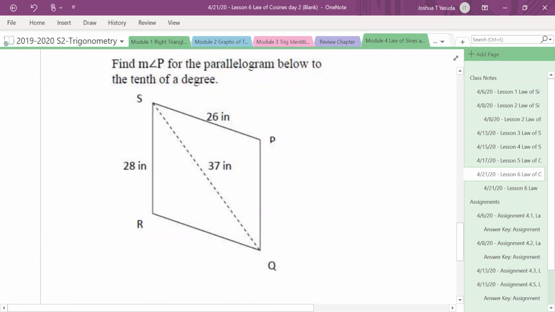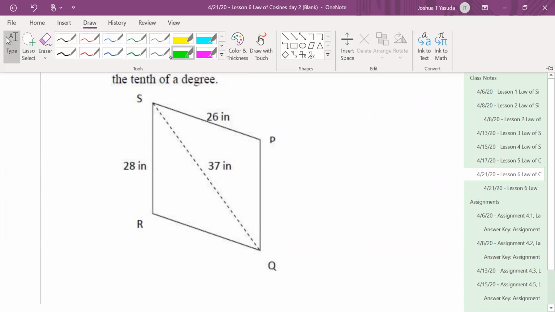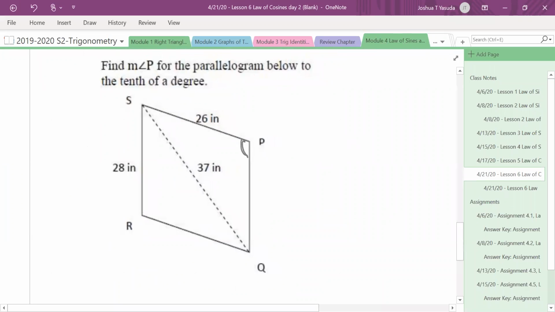All right, so we got this one that says find the measure of angle P for the parallelogram below to the 10th of a degree. So we're finding measure of angle P. This is this guy right here. Well, if it is a parallelogram, what's true about a parallelogram? If it's a parallelogram, then opposite sides are the same. So this is actually 26 inches as well. That means this is 28 inches.